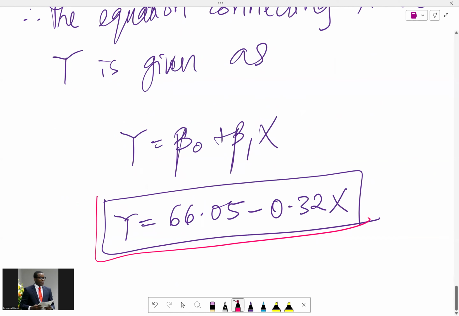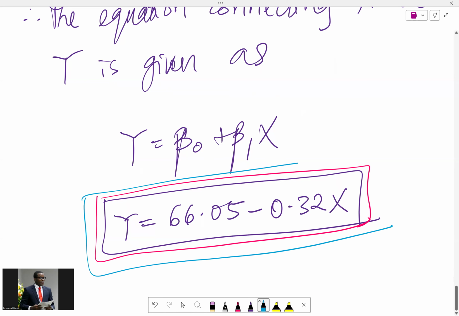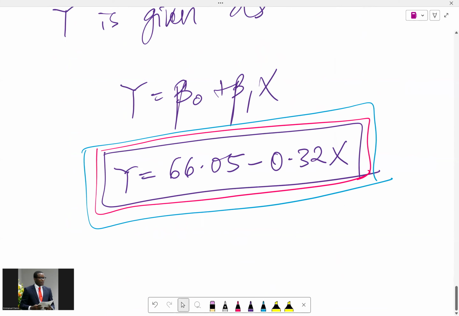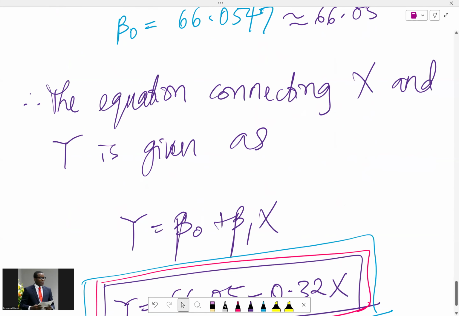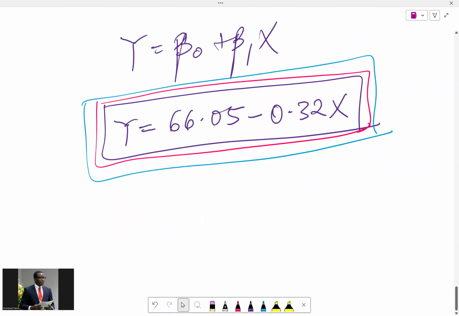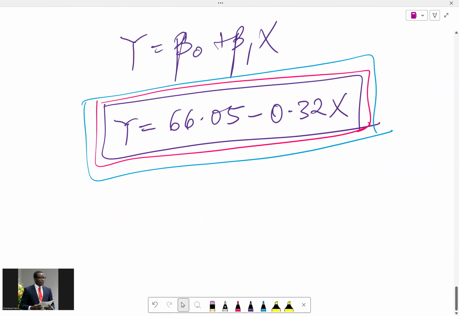So this is the equation connecting x and y. Y is equal to 66.05, that's beta naught, minus 0.32x. So it's a slope. The relationship between x and y is actually negative. It means that as x is increasing, y will be reducing because the slope is negative. For every unit of x, y reduces by 0.32. Then when x is 0, y is 66.05. That's the interpretation of this.